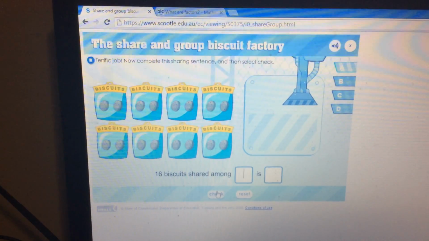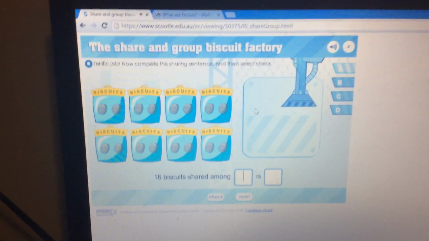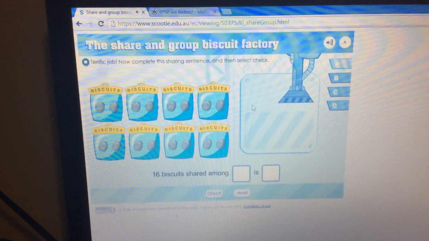Let's check it. Terrific job. Now complete the sharing sentence and then select check.